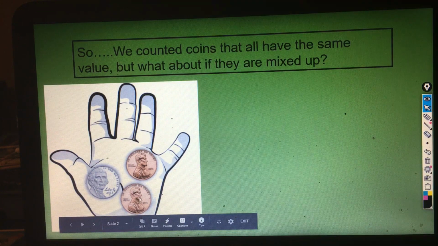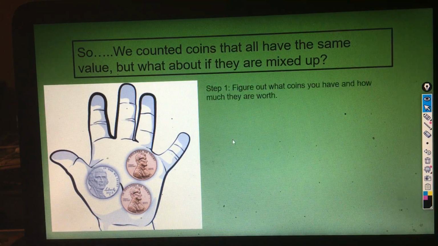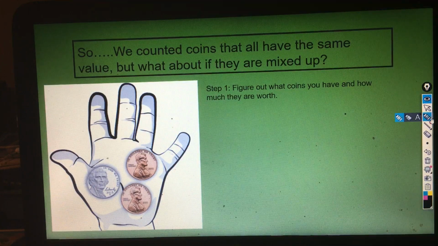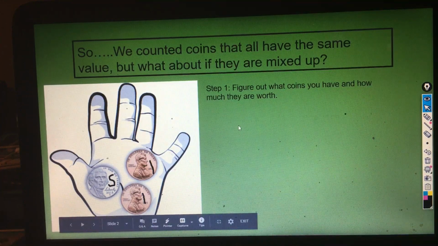There's 3 coins. The first step for counting money with different amounts of coins is that you have to know what your coins are and you have to figure out what they are worth. So we know that this silver coin right here is a nickel, and a nickel is worth 5 cents. So we're going to put a 5 right there just to remind us. And we know these 2 brown ones over here are pennies, and they're each 1 cent. So now that we know that, we can begin to count.